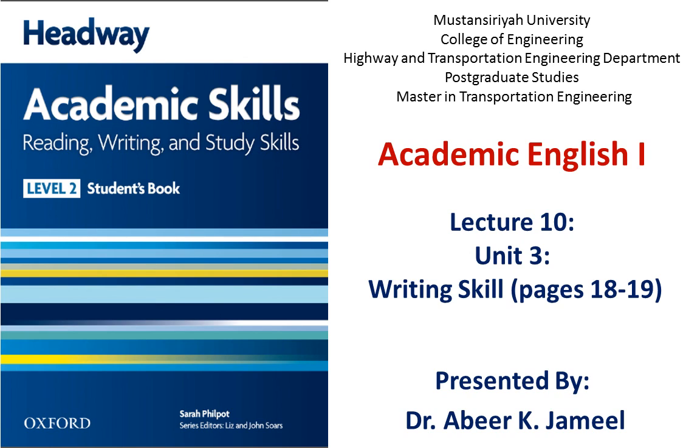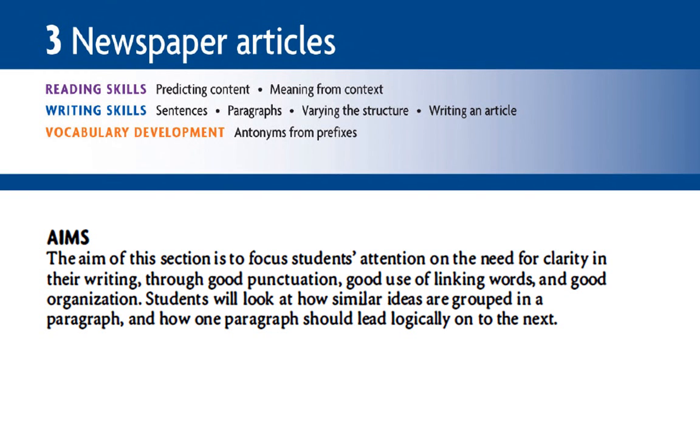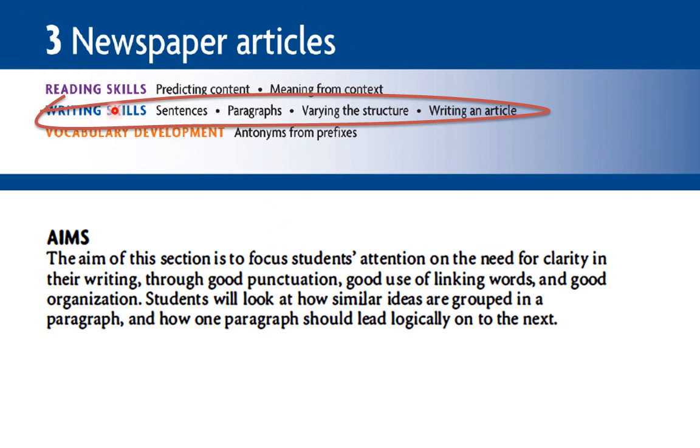This is lecture number 3 of the series of lectures regarding academic English I for the first semester. The topic of this lecture is writing skill, the second section of Unit 3, pages 18 to 19. The second section is about writing skills, and the topics of this section are how to write sentences, how to write paragraphs, varying text structure, and writing articles.